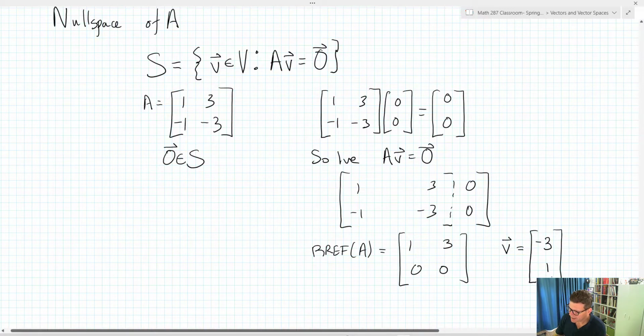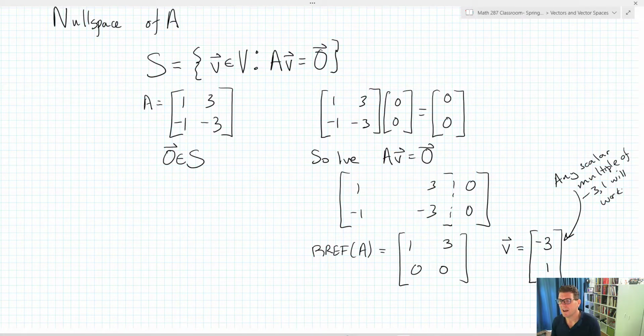And in fact, what we're going to get here is that any scalar multiple of (-3, 1) will work. Right? So we can choose (-6, 2), for example, or we can choose (-4.5, 1.5). Any scalar multiple of (-3, 1) is going to work.